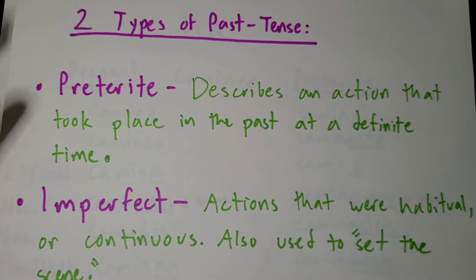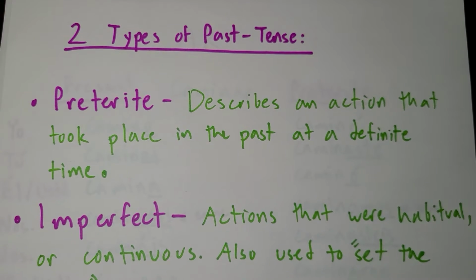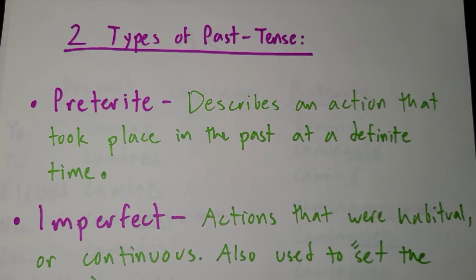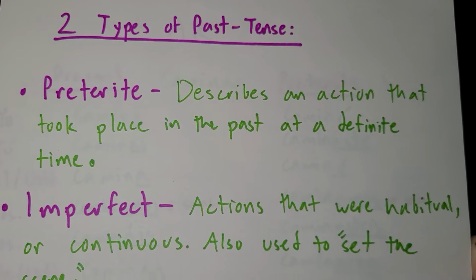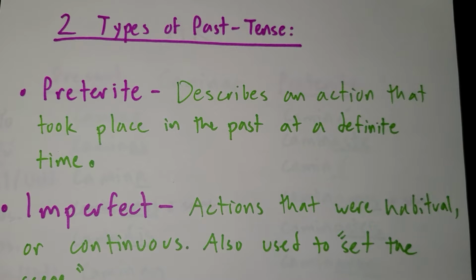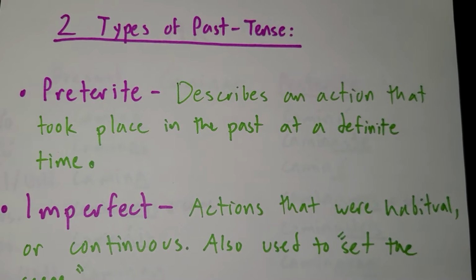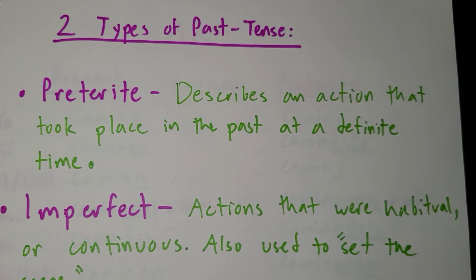So if you remember from our lesson on the preterite, if you don't, that's okay. There are two types of past tense in Spanish. The first one is the preterite. The preterite describes an action that took place in the past at a definite time. And the difference is grammatical, because when you're describing a situation, depending on how you're saying it, the same action, you could say it in either the preterite or the imperfect. And you'll see as we go on through examples, and I'll explain more how that makes sense.